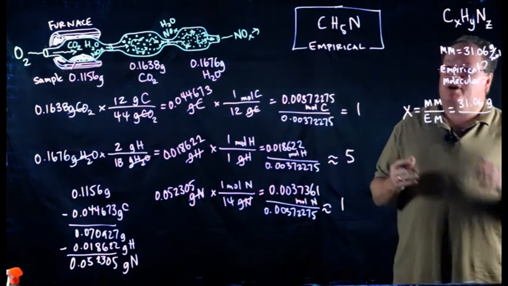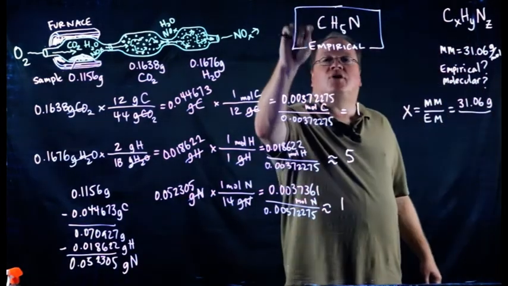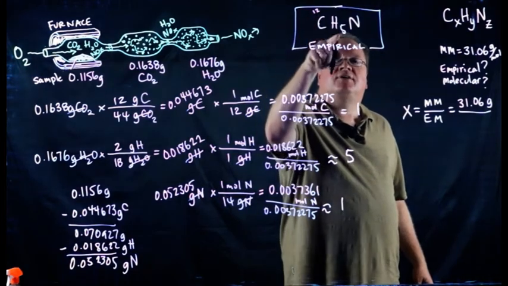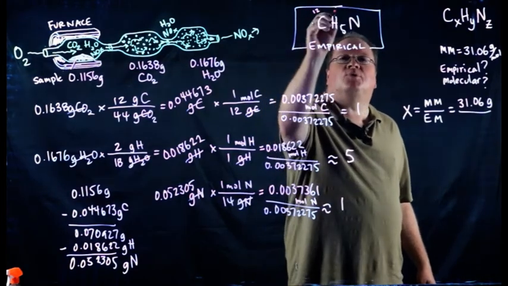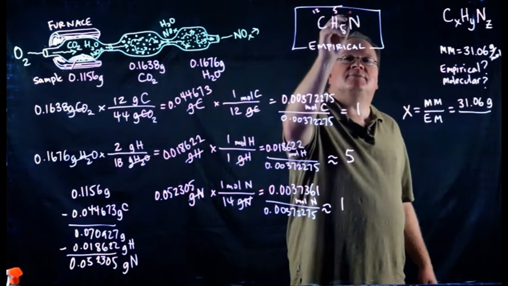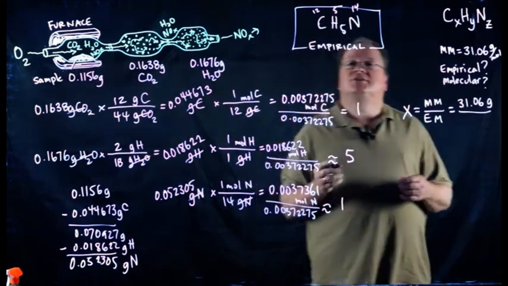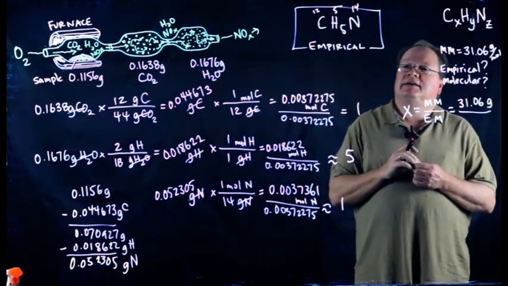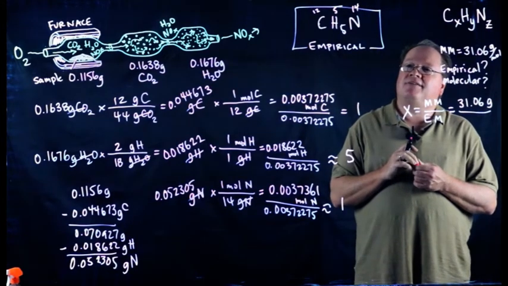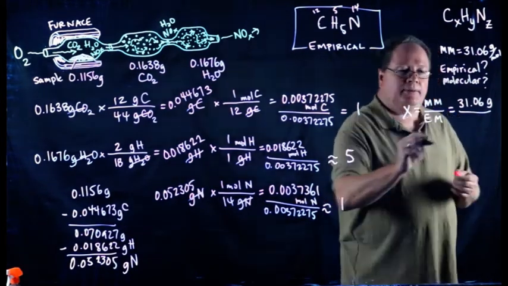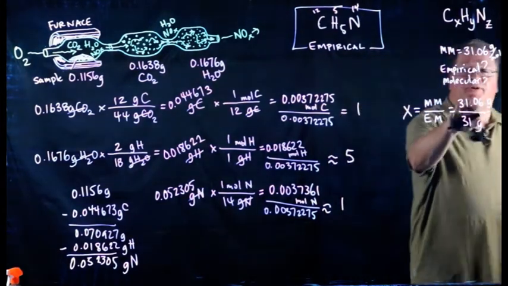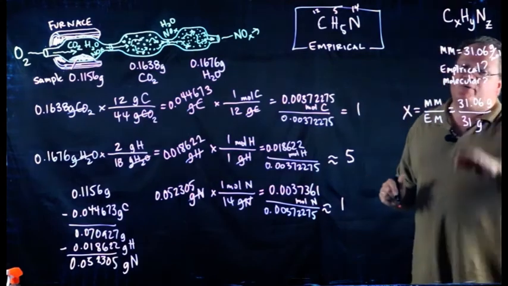Okay? What's our empirical mass? Well, carbon's 12, and there's one of them, so that's just 12. There's 5 hydrogen, each one is 1, so that's 5. Nitrogen, there's one of them, and it has a mass of 14. So 14 and 12 is 26, plus 5 is 31. So our empirical mass is 31, our molecular mass is 31.06.